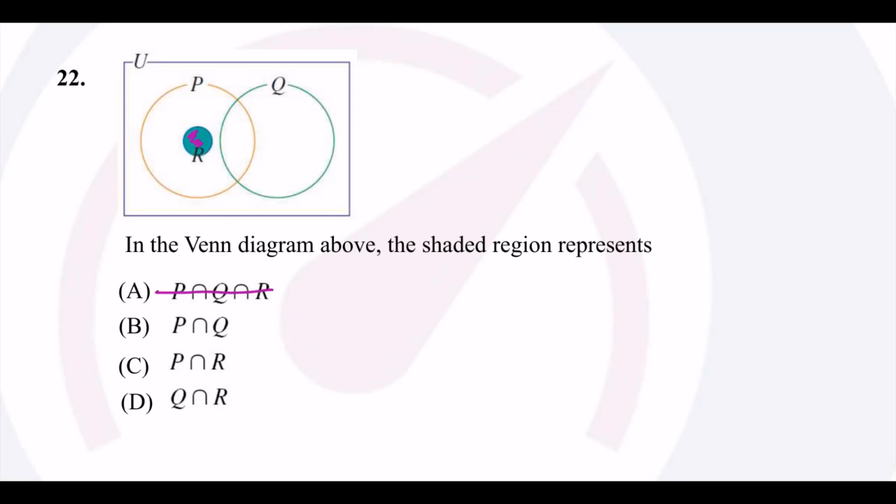So we have P intersect Q. P intersect Q would be right here, so not possible. And then we have P intersect R. Everything that is in R is in P, so R is a subset of P, therefore P intersect R would be the answer. Good. And then Q intersect R, no connection. So our answer is going to be C.